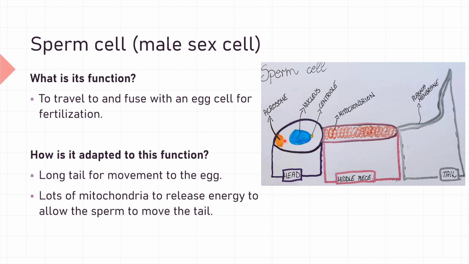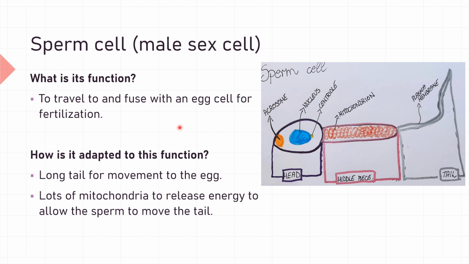And on the top of the head is something that is called the acrosome. This acrosome later will help when this sperm cell needs to combine with the egg cell. It will help to break down one layer of the egg cell so that this genetic material can enter inside of the egg cell.